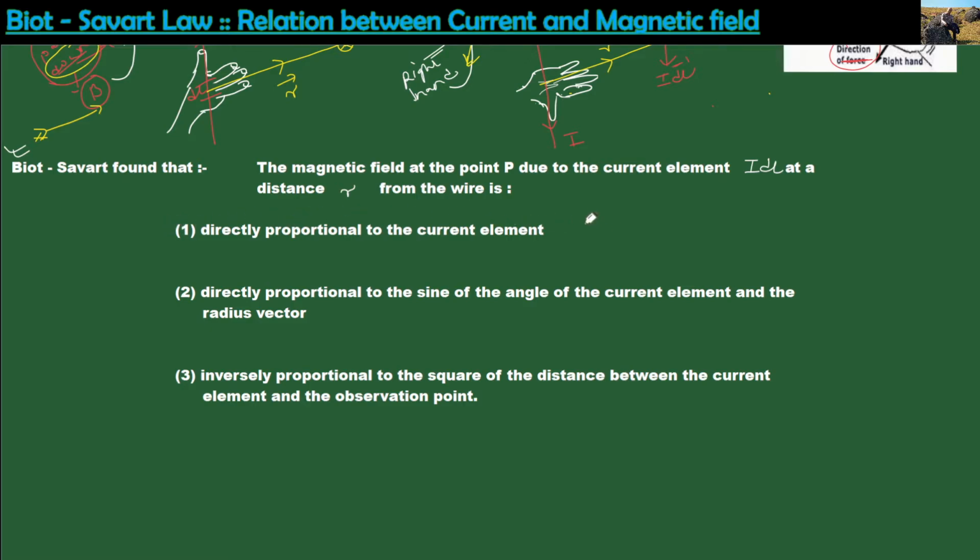Number 1, it is directly proportional to the current element IDL, which means dB is proportional to IDL. Number 2, it is directly proportional to the sine of the angle between the current element and the radius vector, so dB is directly proportional to sine theta.